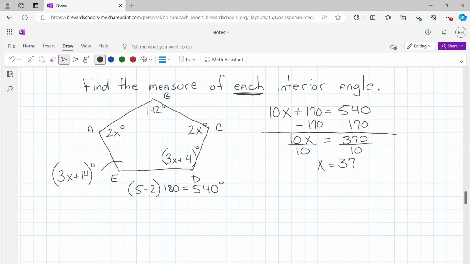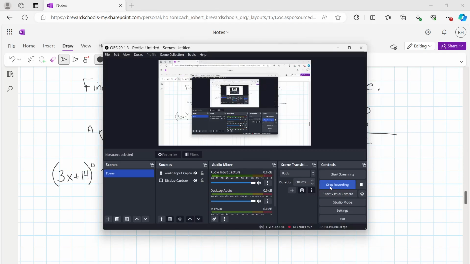So, angle A, yes? Sure. No, just go. Angle A is going to be equal to 2 times 37. And 2 times 37 is? Correct, 74.